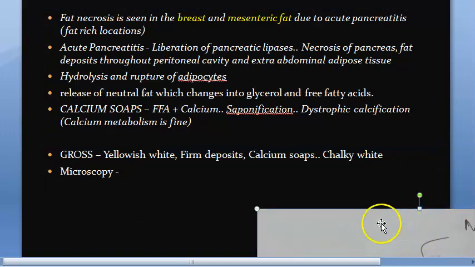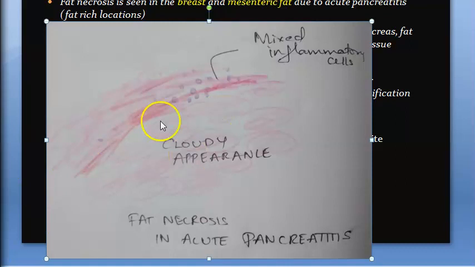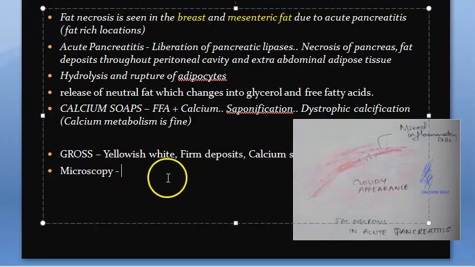Now, let's move on to the microscopy. You can look at this diagram here. The necrosed fat cells have a cloudy appearance. They are surrounded by inflammatory cells, an inflammatory reaction. Calcium soap can be identified as amorphous granular basophilic material. We have added the amorphous granular basophilic material here.